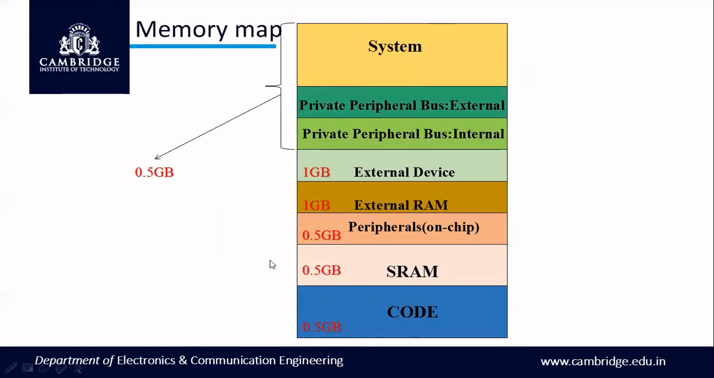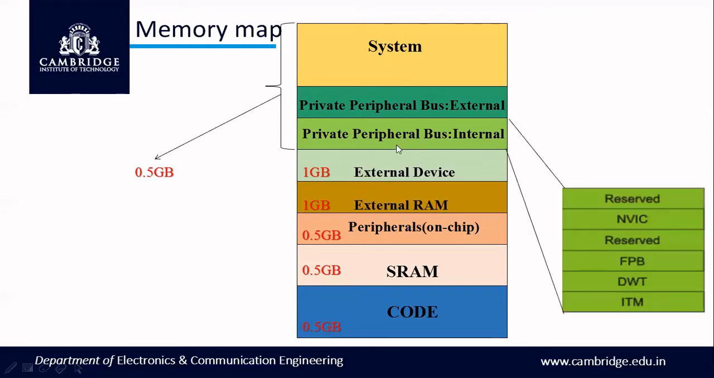So with that, these regions are done. Now let us go to the PPB components. When I talk about the PPB internal components, these are the components which are available. You have a few regions which are reserved and not used. NVIC is used for controlling or monitoring. This part is used for your 256 exceptions and interrupts.